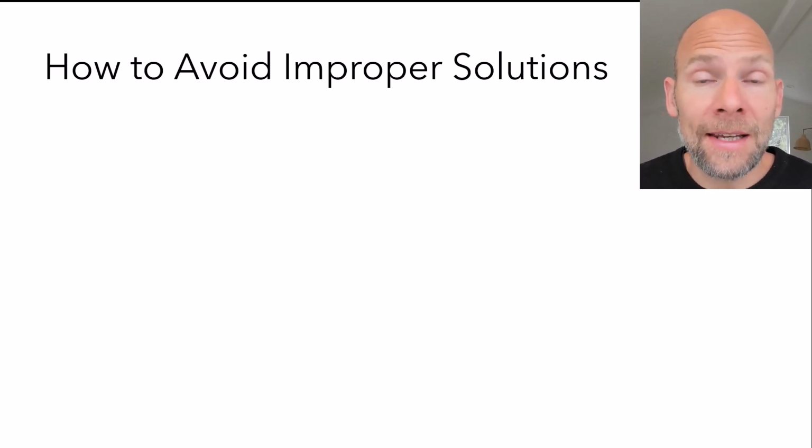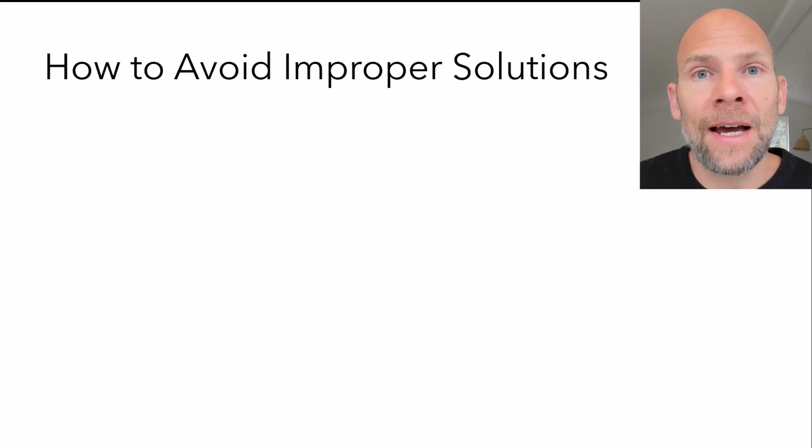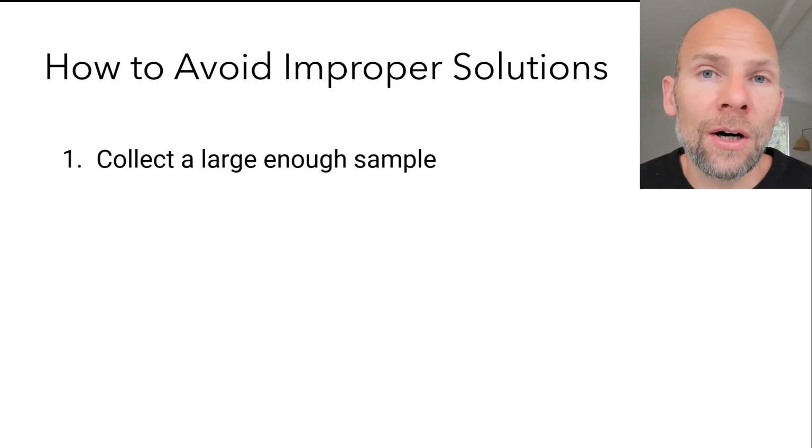So the best thing is actually prevention. So let's talk about how you can prevent these things to begin with. And for that, we have to talk about the causes of improper solutions. And so first of all, one cause of improper solutions is a sample size that is too small.